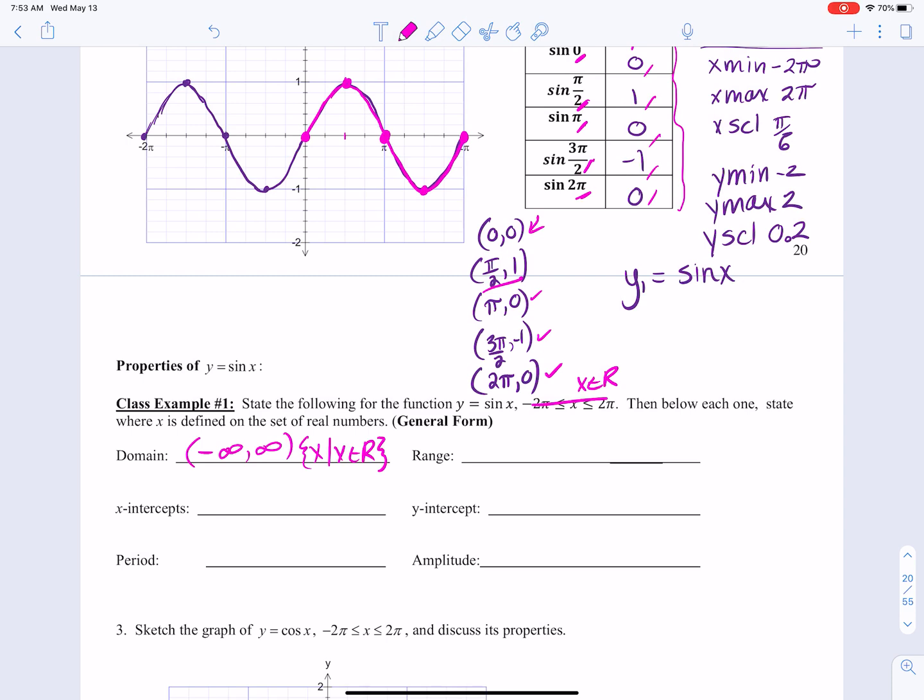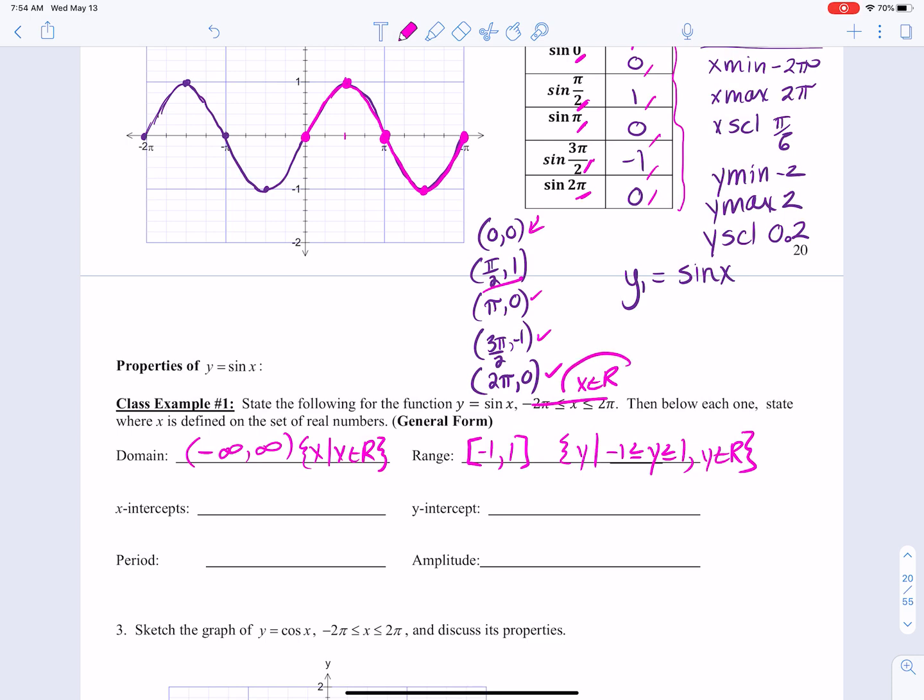Now my range, we've got to take a look at the range. This is a continuous graph that goes from negative 1 to positive 1. So again, in interval notation, oops, I meant to put a square bracket there. Or we can talk about it as y goes from negative 1 to positive 1. And again, it's an expectation you know both sets of notation, but you don't have to include both. I just am.